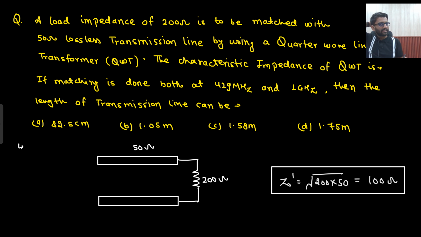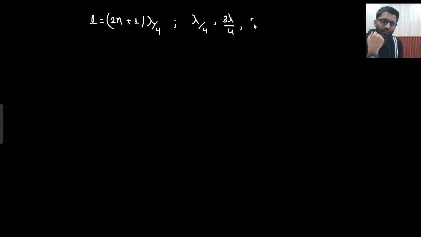Now in the second portion, what they are saying is: if matching is done both at 429 megahertz and 1 gigahertz, then the length of the transmission line can be what? The length can be (2n plus 1) lambda by 4. I know this thing. That means it could be lambda by 4, or 3 lambda by 4, or 5 lambda by 4, or 7 lambda by 4 and so on. Odd multiple of lambda by 4.